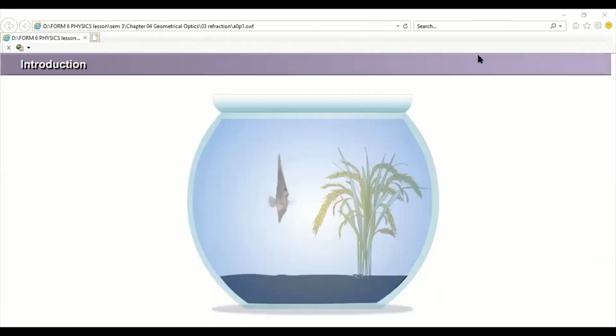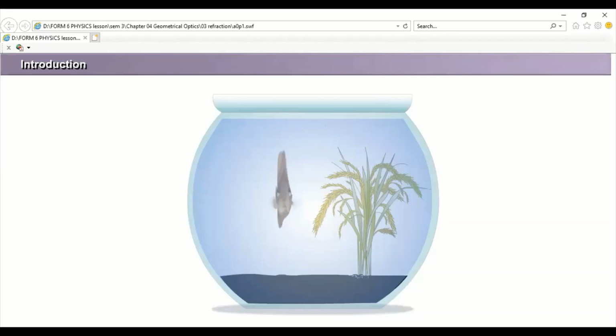Okay, welcome back to our lesson on refraction at the curved surface. Let's look at the fish inside the curved aquarium. We notice that when the fish moves nearer, the size of the fish becomes bigger. Why this illusion? Why does this phenomenon happen? Because of the curved surface of the aquarium.